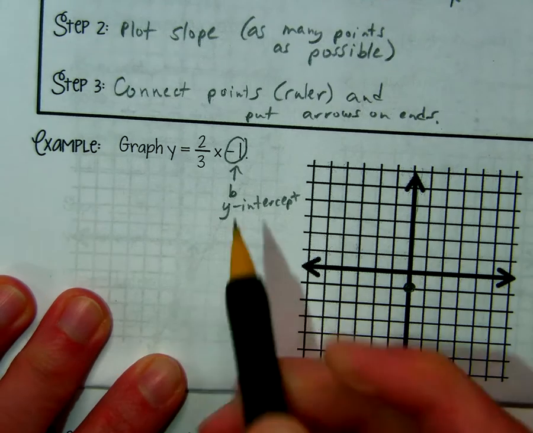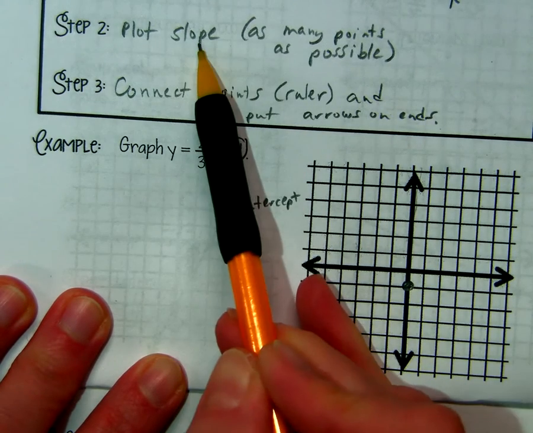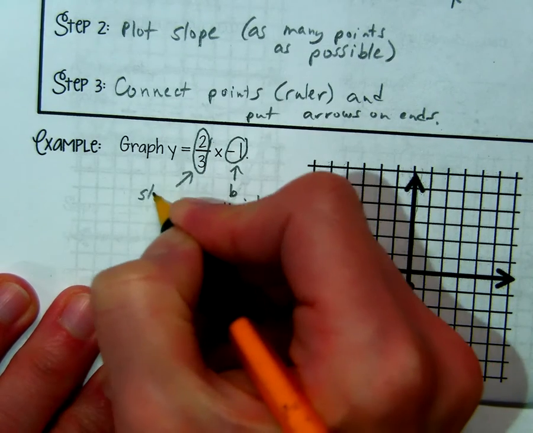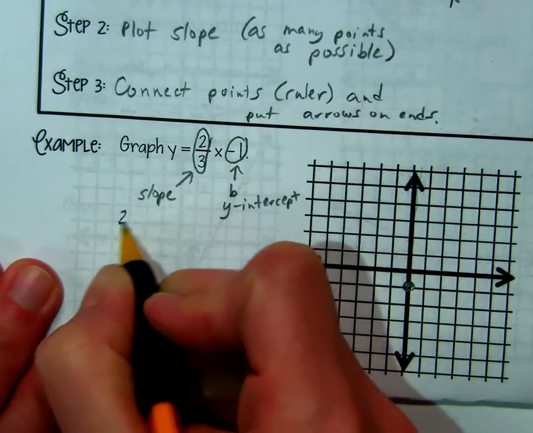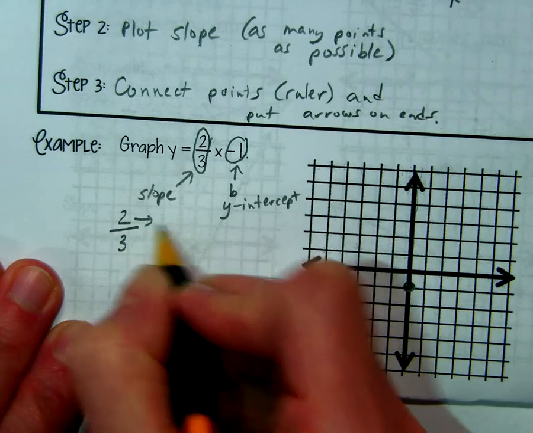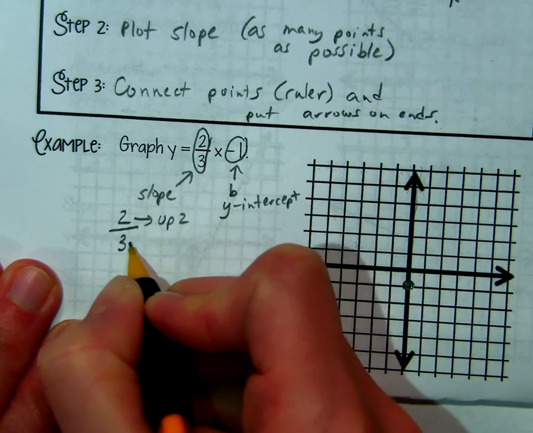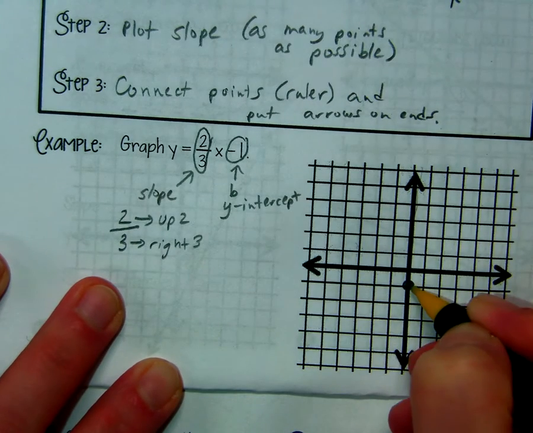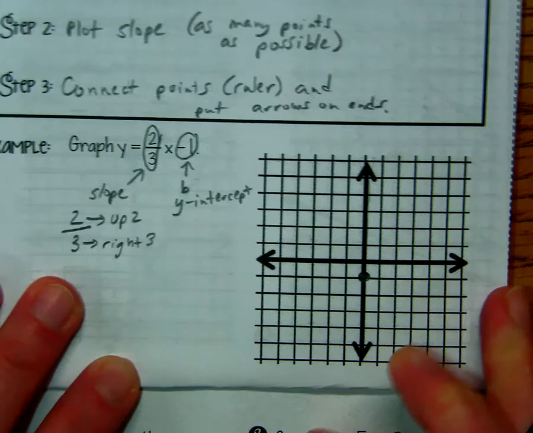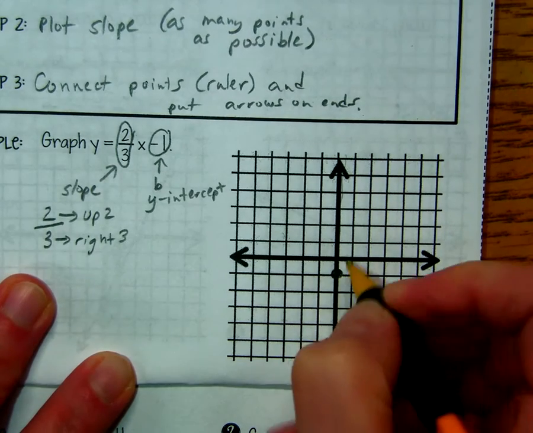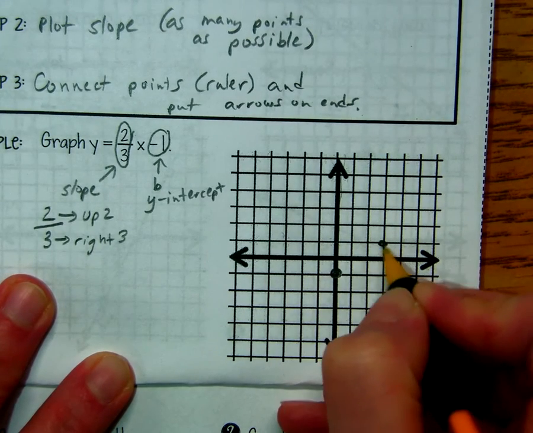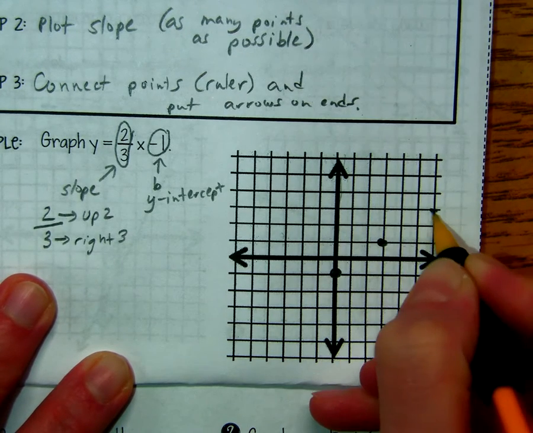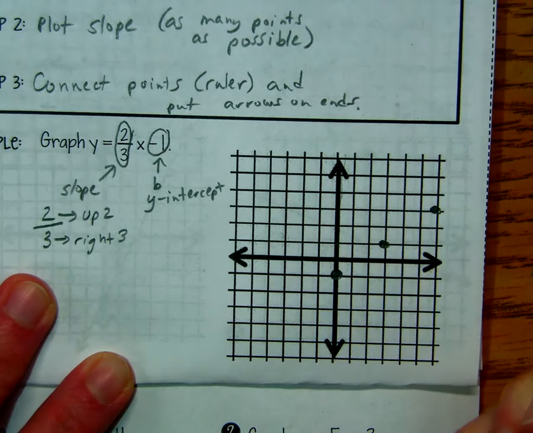Then step 2 says we're going to plot the slope. So my slope is 2/3. And remember that that's rise over run. So the 2 means you're going to go up 2, and the 3 means you're going to go right 3. At least that's how we're going to start. So if I go up 2 from that first point that I did, I'm just going to scoot this over. So go up 2 and right 3, I can put a point right there. And we want to do as many as possible. So starting here, I'm going to go up 2 and right 3, and we've got that.